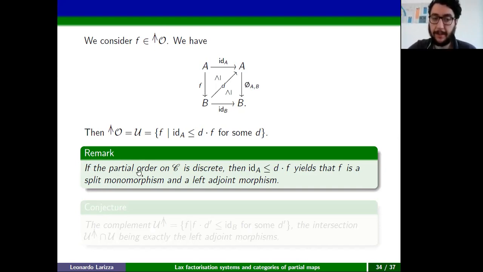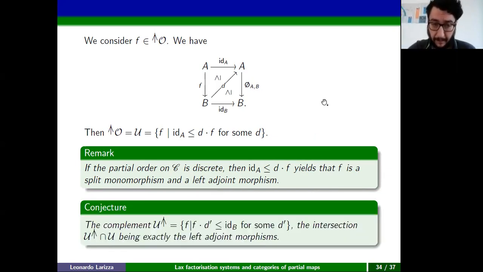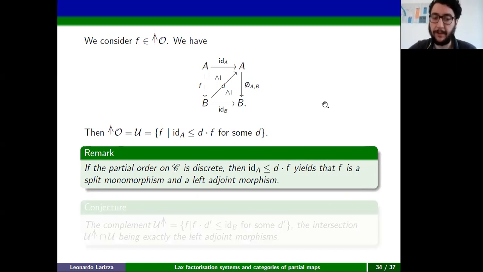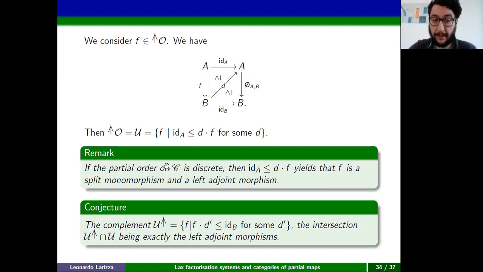In particular, I shall remark that whenever the partial order is discrete, then if we look at this two-cell, this yields that F is a split mono, by equality, because this one turns out to be an equality for partial maps, and therefore it is a left adjoint morphism, and this is consistent with what happens for sets. And considering what should happen for the intersection of the two classes of a prefactorization system, we conjecture that the Lax-weak orthogonal complement of U is given by those morphisms that have a counit two-cell. But we weren't able to prove this conjecture, so it remains an open problem.